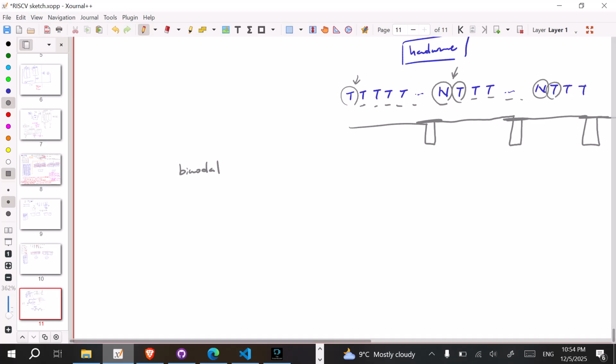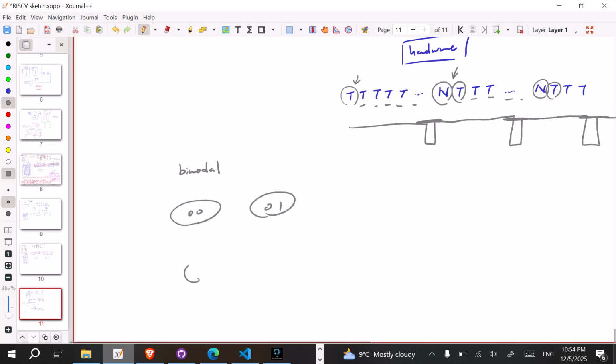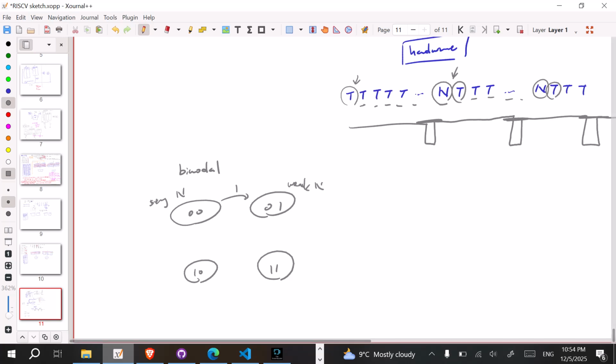The bimodal had the following FSM, which is 00, 01, 10, 11. So every time, this is called strong not taken, this is weak not taken, this is weak taken, and this is strong taken. And you can see the reason why. So let's draw the state transition.